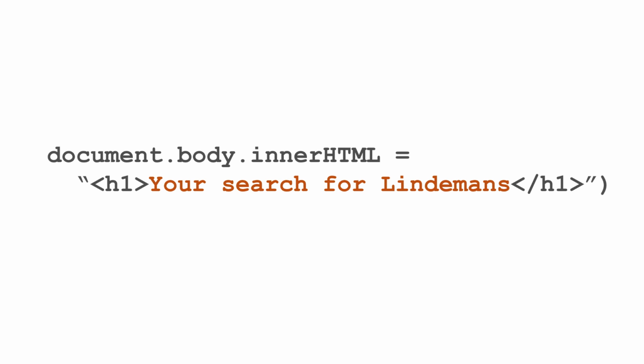XSS occurs when untrusted data is inserted into a web page without the proper context information. Here we have seen how payloads can be injected on the client side, a problem known as DOM-based XSS. The best defense against DOM-based XSS is using the proper context-aware DOM APIs.